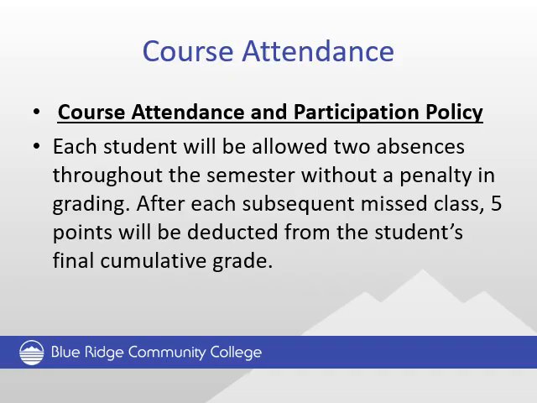After each subsequent missed class, 5 points will be deducted from the student's final cumulative grade. That means if you miss 4 classes, you're going to lose 10 points at the end of the semester. If you have an 88 average, which is a B, you will automatically go down to a 78, which is a C. And you'll go down 5 points for every missed class after that.